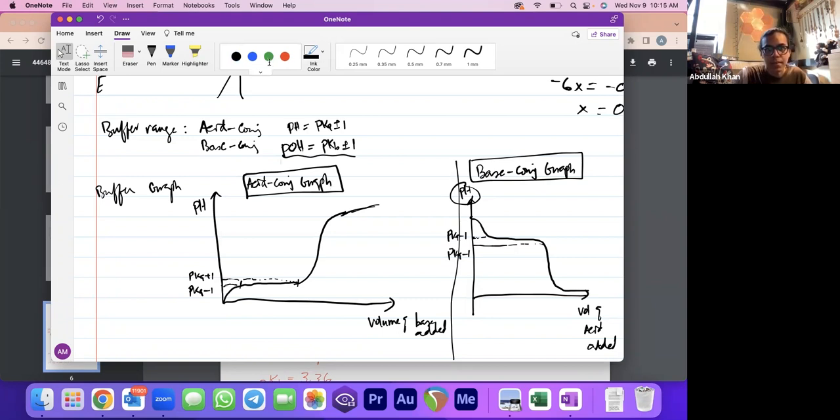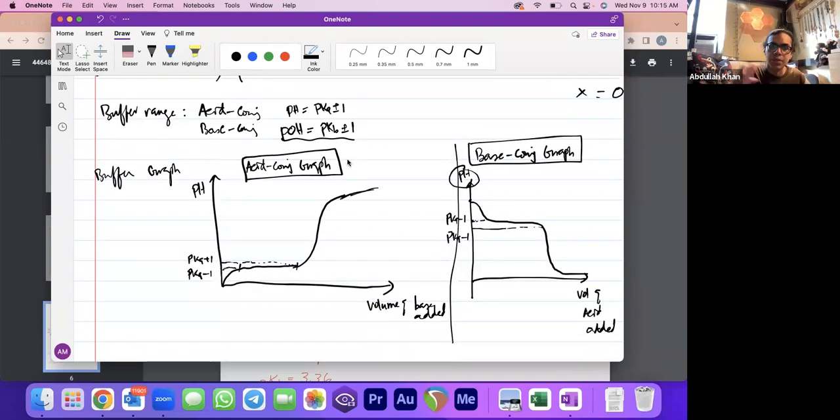2013 practice exam. Yeah, I'll go over that. So you should be given the pKa or the pKb value in the question. Add 1 to it, subtract 1 from it. That's how you get the range. The beginning and the end of this first plateau, that's your buffer range.